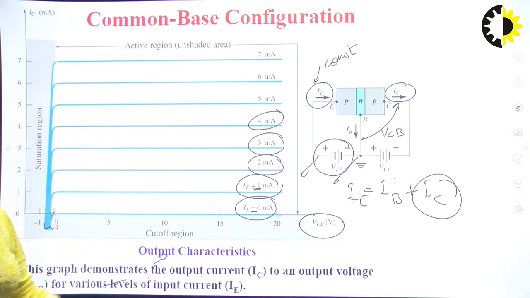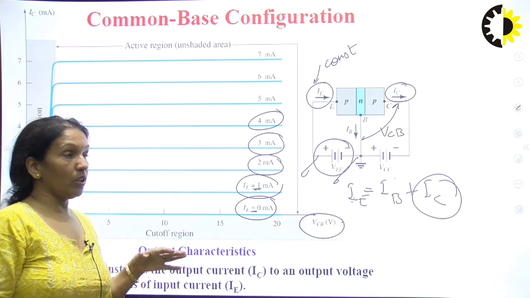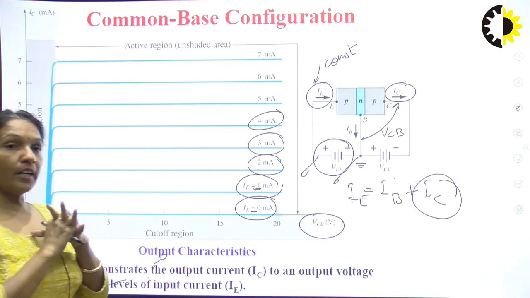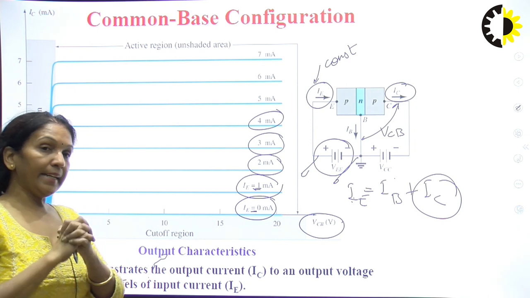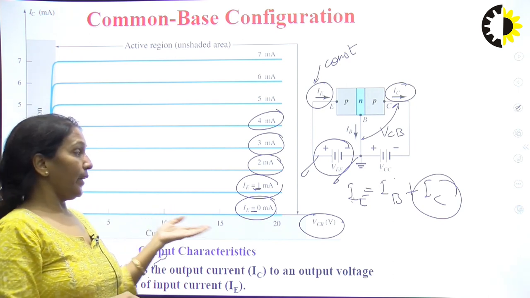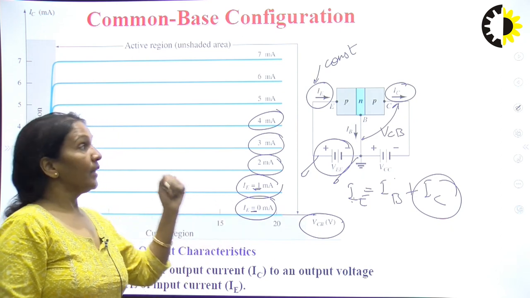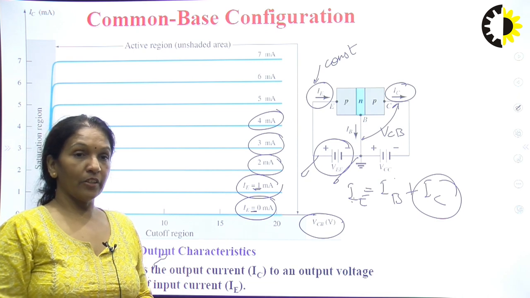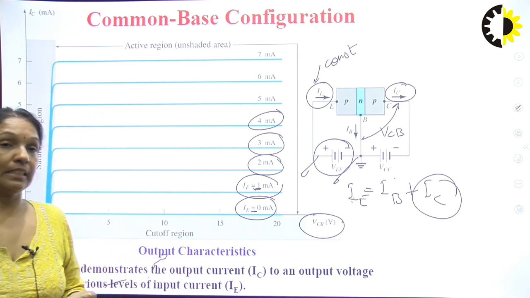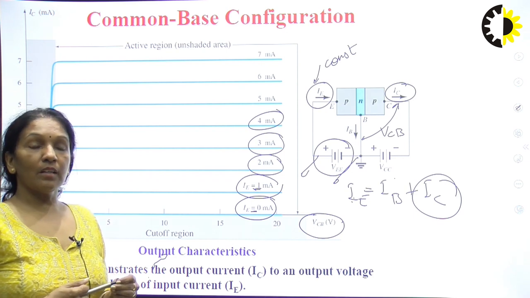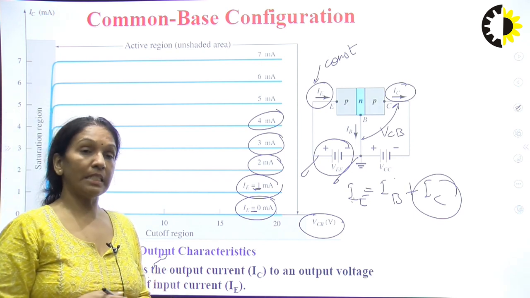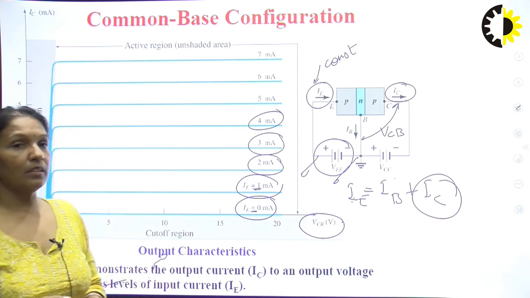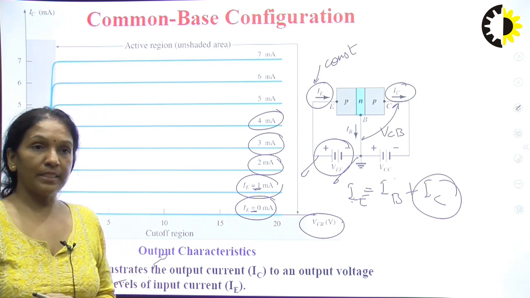So that is the reason this common base configuration of the bipolar junction transistor is also called a current control device, because the output current is controlled by the input current, not the output voltage. The common base configuration is basically used for voltage amplification, and it is used in high frequency devices, where the frequency of the signal is more, whereas the common emitter configuration is used in low frequency amplification.